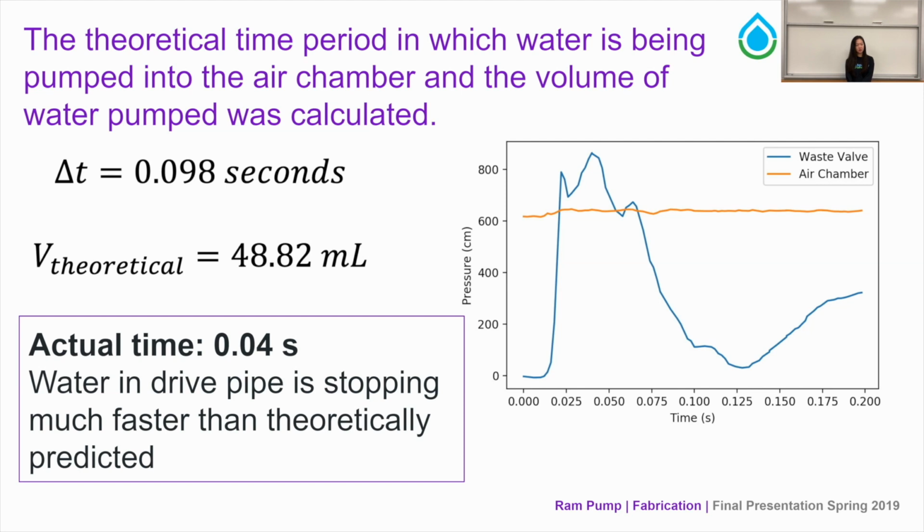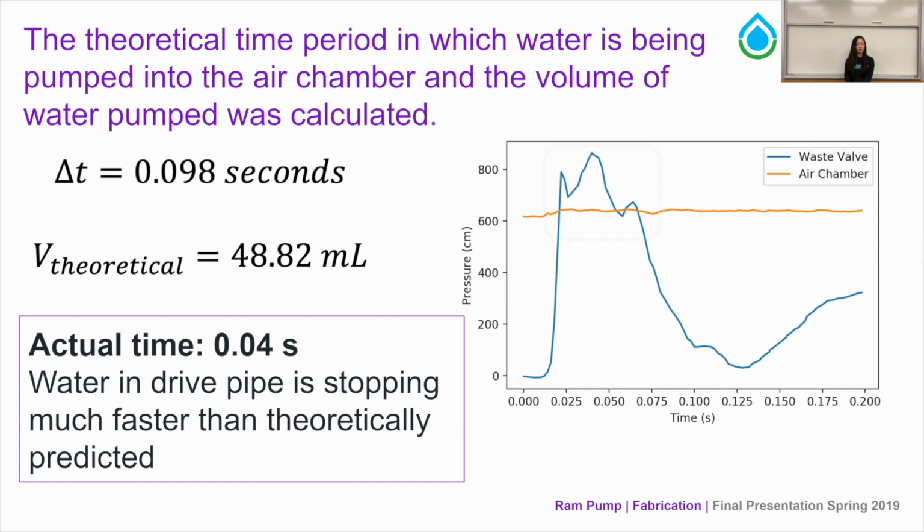Using this, we're able to calculate the theoretical time period in which water is being pumped into the air chamber, and also the volume of water that we should be pumping, assuming the pump is 100% efficient. We got a delta T of 0.098 seconds and a theoretical volume of 48.82 milliliters. So this is saying that the ram pump should be able to pump this amount of volume each cycle.